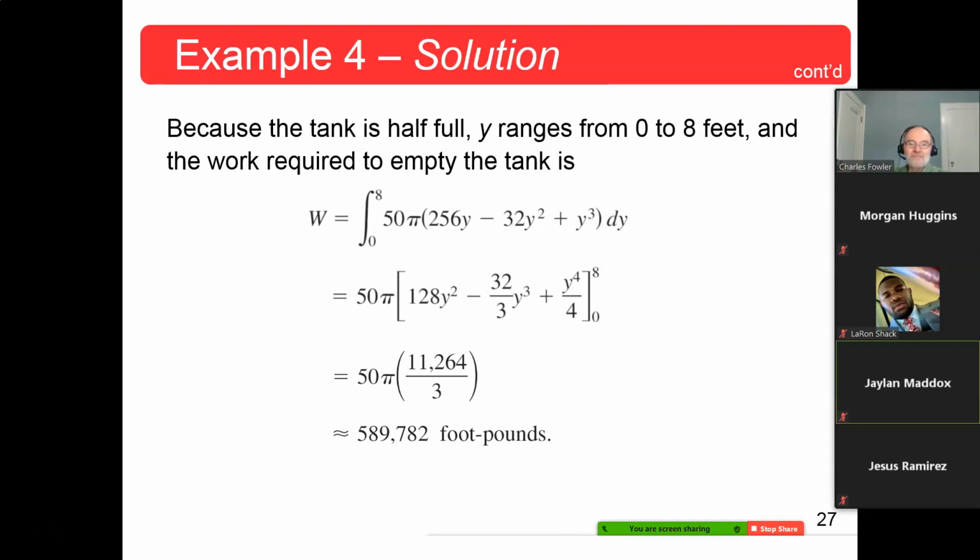And that was about 589,782 foot-pounds. Now, number one, this is not a physics class, okay? Significant digits are out the window here. Nothing in your problem gave you any more than 1 or 2 significant digits. Here they give you 6 in the answer as if you're precise to that level. You're not. You know you're not. But that's okay. This is math class.